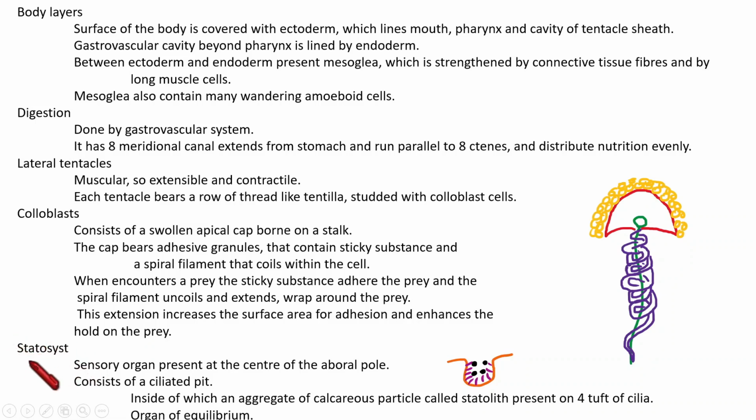the ctenophores, that is statocyst. It is present in the aboral center of the aboral pore, and it consists of a ciliated pit that we can see, and inside that pit there are so many calcareous particles that we can see here. Those calcareous particles are called statoliths, and these statoliths are present at the top of four clusters of cilia.